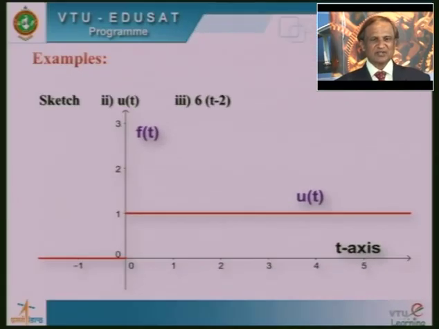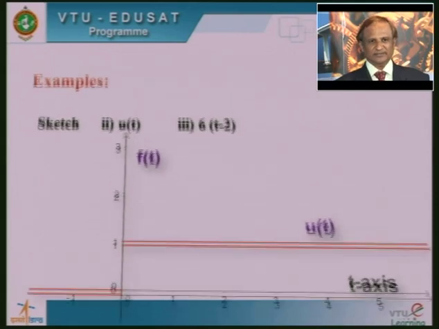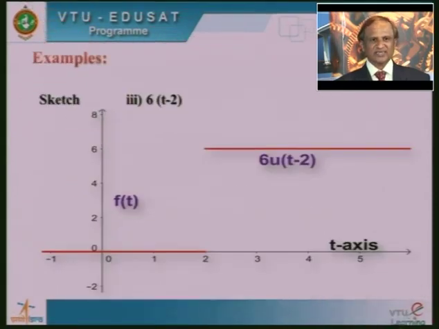Now, in exactly a similar way, you can draw the graph of u of t. It is as good as a unit step function. When t is less than 0, it is 0. When t is greater than or equal to 0, then you will get the corresponding curve. And it is denoted by u of t. Right? Now, in a similar way, you can draw the curve of 6 times, actually it should be u of t minus 2.